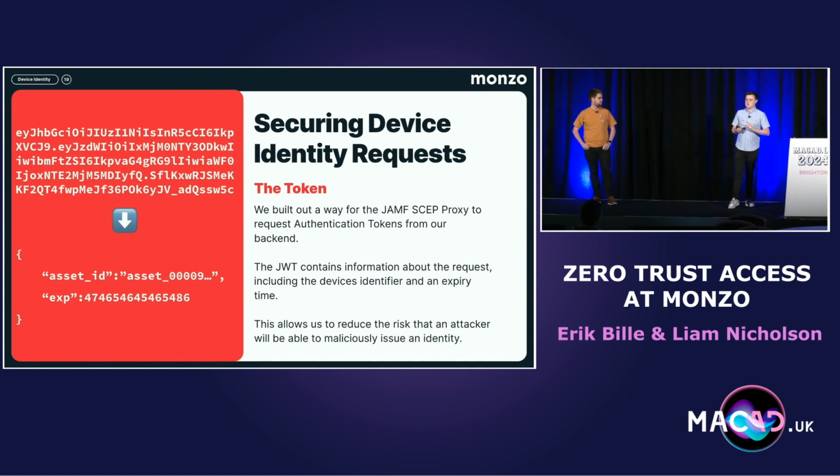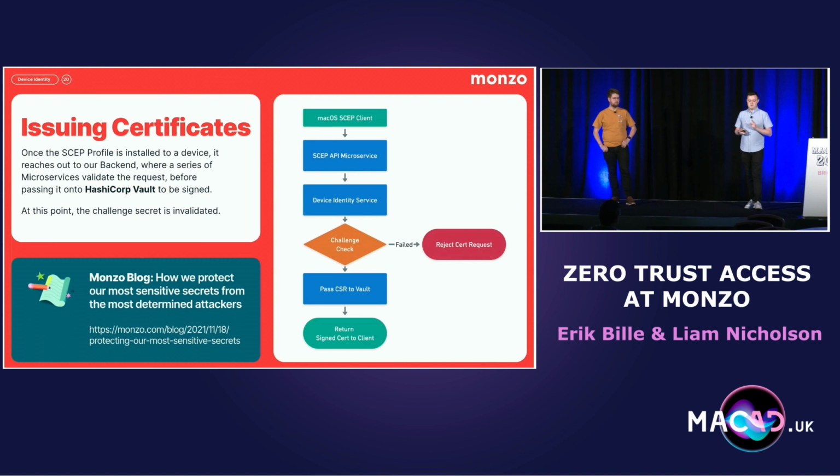So once that device checks in and requests a certificate through this flow, that challenge cannot be used again should an attacker get hold of it. Ultimately, when the device then checks in to get a certificate, it goes through this flow. So firstly, it enters our SCEP API service, and the reason for having this separate from the actual issuance flow is that when it comes to support things like the new ACME functionality in macOS, we only need to replace this layer. We don't need to do everything else below.